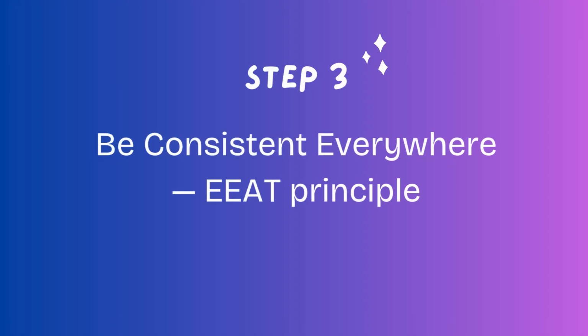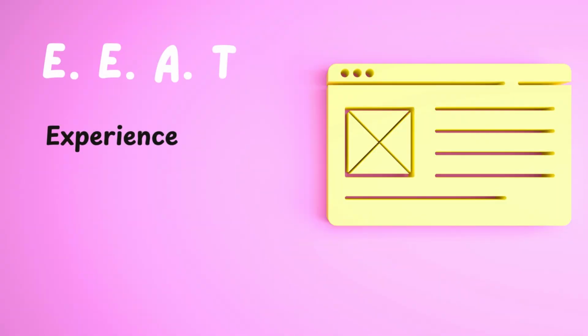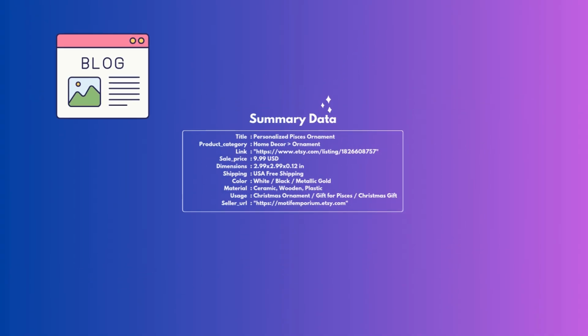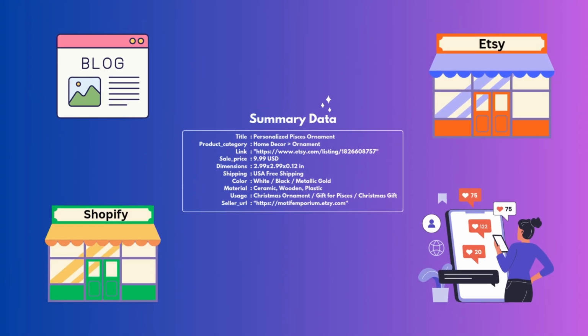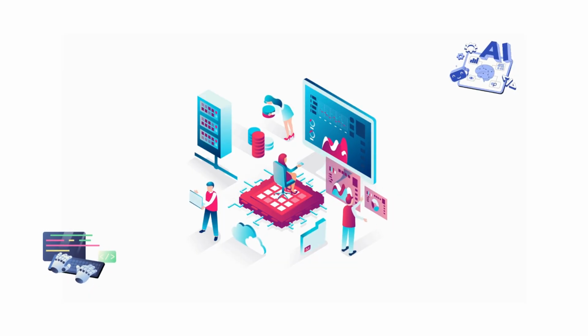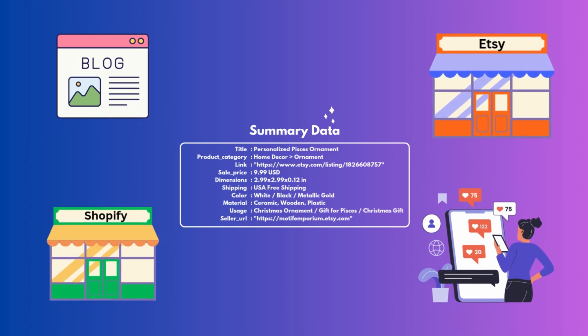Step 3. Be consistent everywhere. EEAT principle. Google's AI agent guide suggests EEAT: experience, expertise, authoritativeness, trustworthiness. So don't stop at Etsy. Add your structured summary data block on your blog, Pinterest posts, and Shopify store. Why? Because AI agents crawl the entire web. The more consistent and transparent your data is across platforms, the more authority and trust you build. That's how you win ranking now.